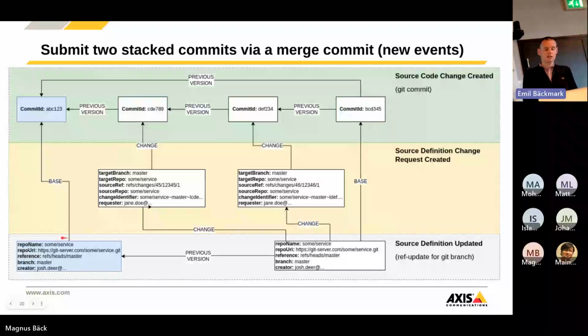Yeah. So you would have a source definition updated event with the repository URI being your fork, and the branch being whatever you call your PR branch. Yeah, okay.